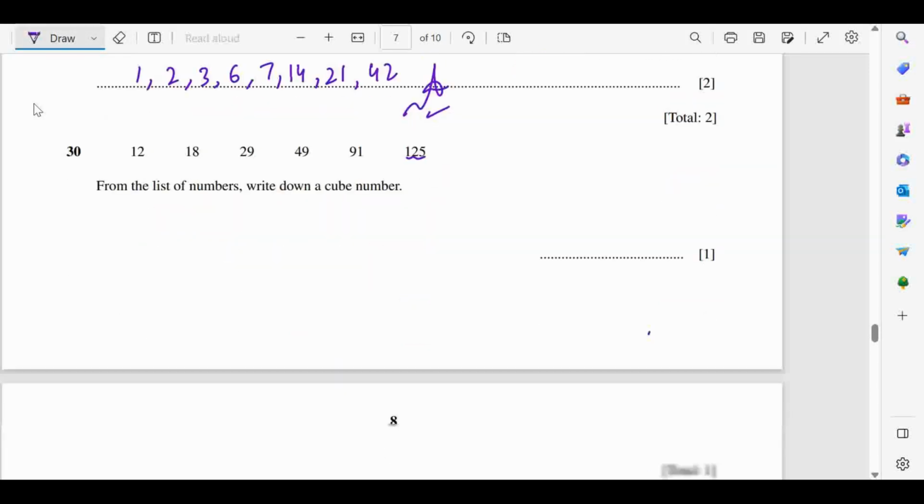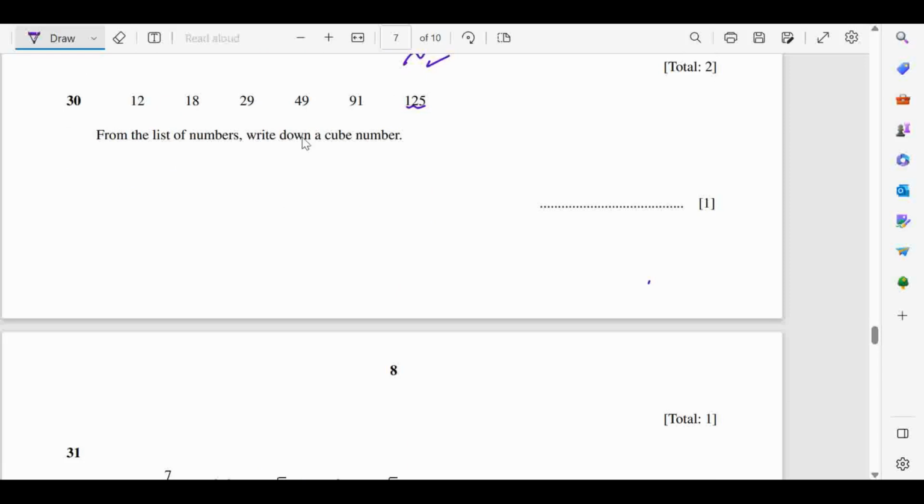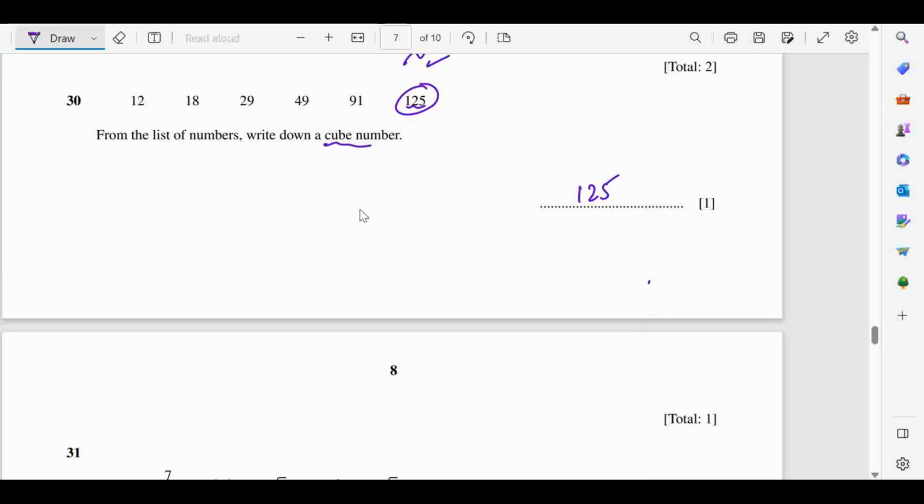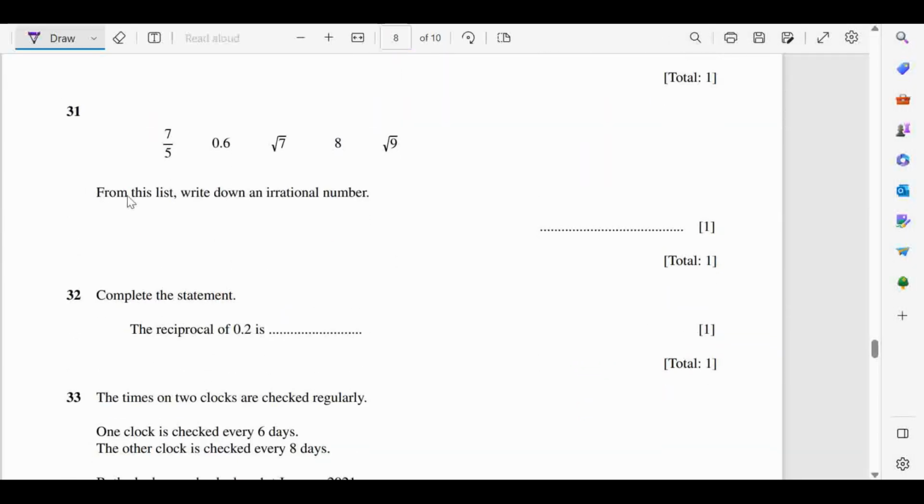Now let's move to question number 30. From the list of numbers, write down a cube number. So we can see that in this list, 125 is a cube number, because 5 power 3 will be equal to 125. So that is why this is a cube number. Let's move to question number 31. From the list, write down an irrational number. So we can see that this is a rational number, this one is a rational number. So we can write square root of 7 as the irrational number, because any number under the root is called an irrational number if it is not a perfect square.